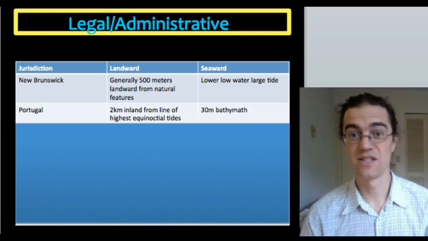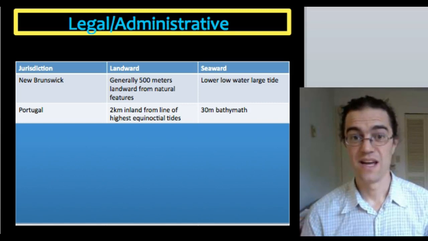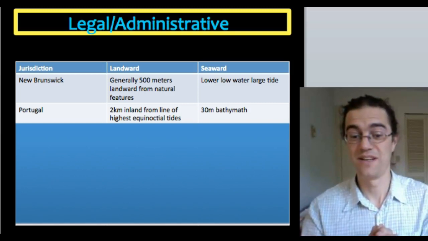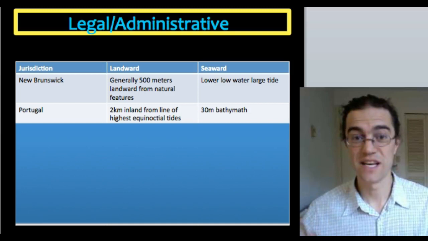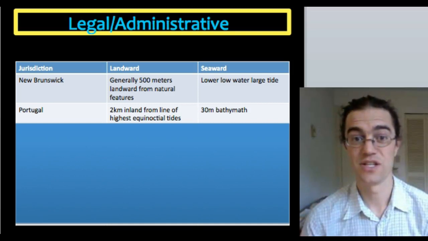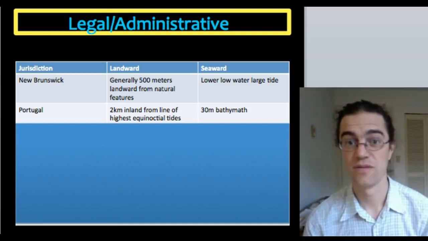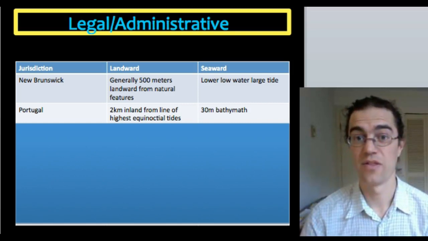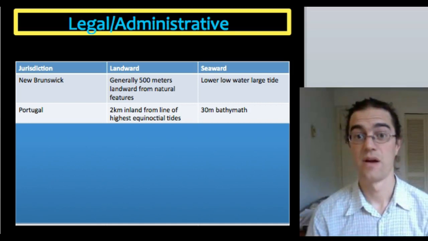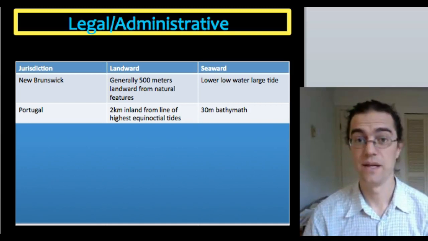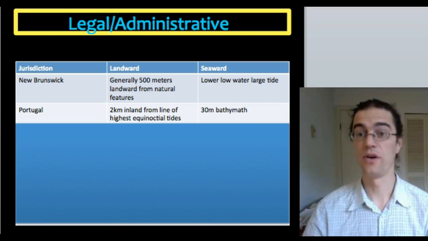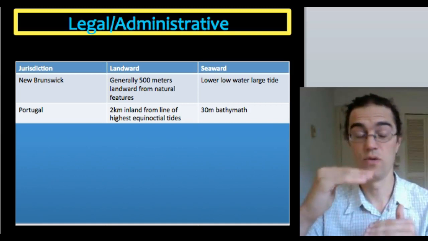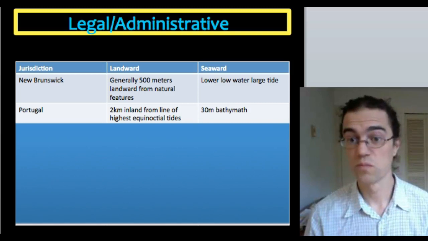And it's interesting how it's officially integrated into a nation state's definition of a coast. And on the seaward extent, they have to 30 meters, what they're calling bathymath, or bathymath, on the 30 meters in depth of the ocean water column.